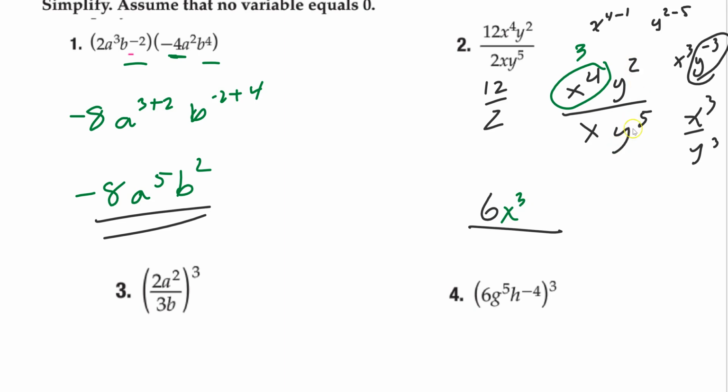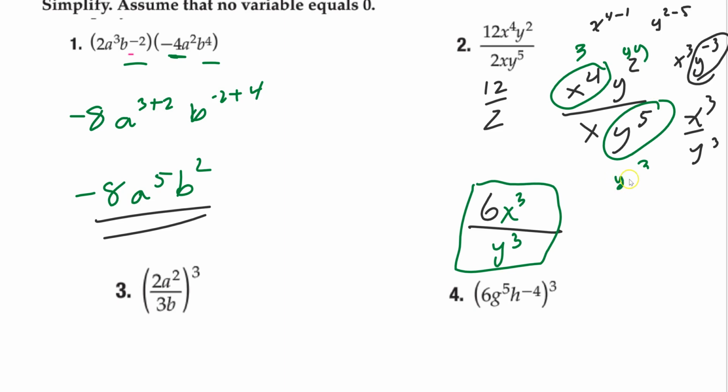Look at the y's, which one has more? The bottom has more, but how many? 3. So it'd be y cubed on the bottom. So it works either way. The reason this works is you have 2 y's on top and 5 y's on the bottom, and then 2 are going to cancel out. So it's just, which one has more?